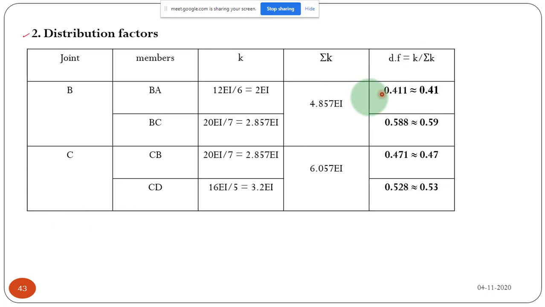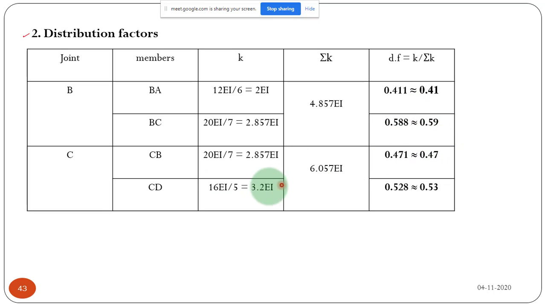Distribution factor is K by sigma K. So 2EI by 4.85 gives 0.411, approximately 0.41. And 2.85 by 4.85 gives 0.588, which you can approximate as 0.59 if you want. Otherwise, you can keep three digits also, no problem. Just for convenience, I am using the approximation 0.59.